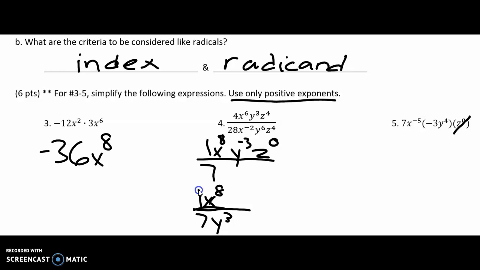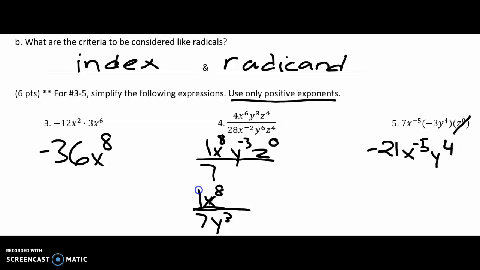Other than that, what we have is number times number, variable times variable. So 7 times negative 3 is negative 21, and then I don't have any like variables, so they just kind of come together here. Now, the one problem I do have is, again, we want positive exponents. I have a negative 1 there. I have a negative 5.